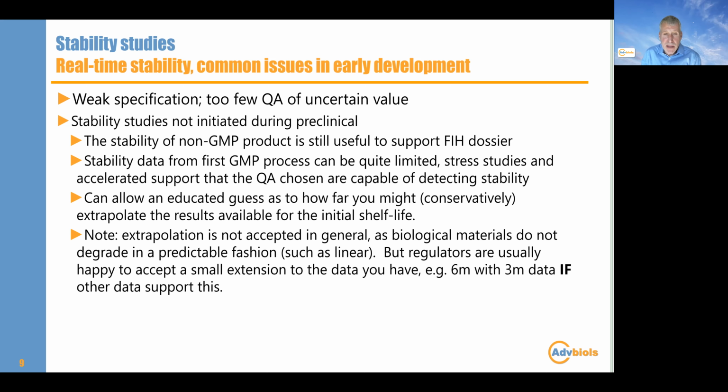And sometimes it's actually the limiting factor to submitting the initial first in human dossier. So do use that data to support your stability conclusions, and maybe use it to support a modest, very conservative extrapolation of your stability data. I.e., if you've got 3 months, then you could say we consider the shelf life 6 months at this point in time. We'll let you know if anything goes out of spec. But remember that in general, we don't accept extrapolation of stability data for biological products, in part because they don't tend to follow a linear degradation.